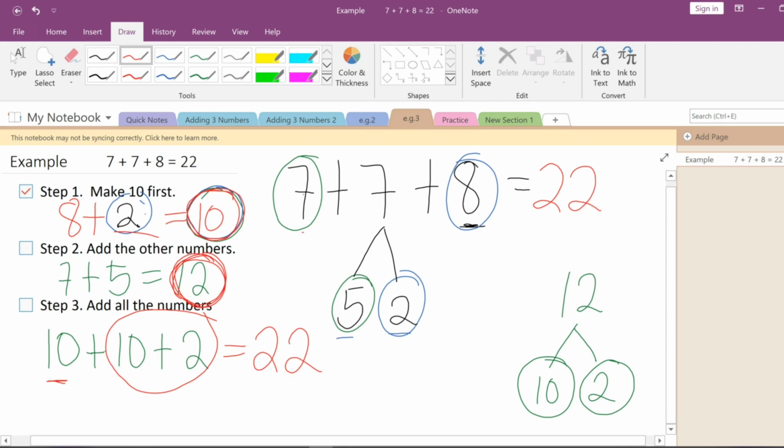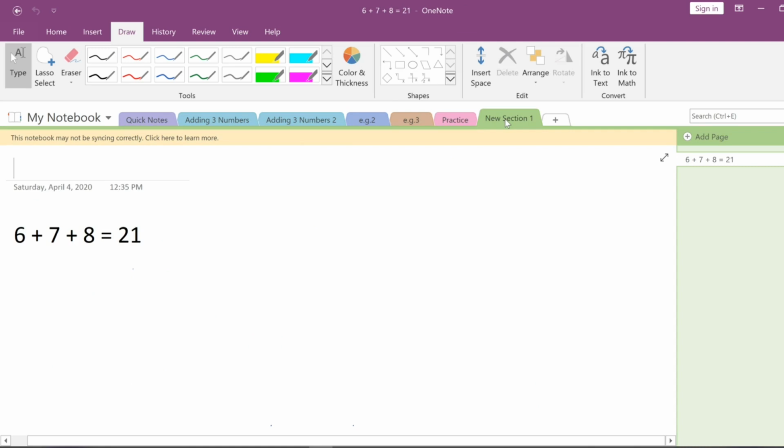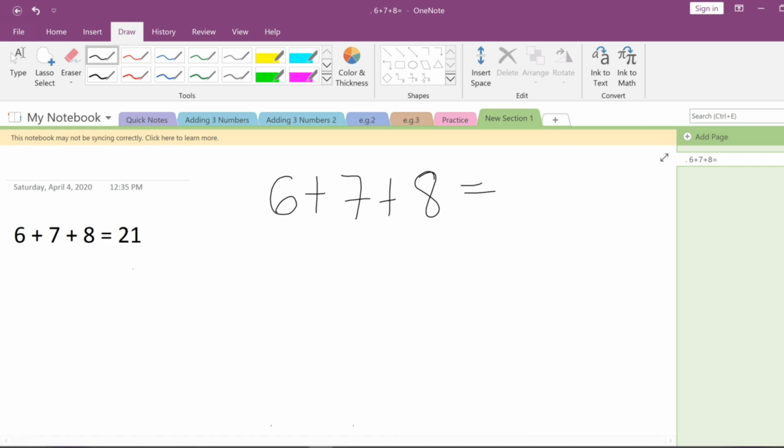Can you follow it? Here is the last example. 6 plus 7 plus 8. Let's write the numbers. 6 plus 7 plus 8. We cannot find any number that would make 10, so we have to create one. I like to use number 8 again. This number 8 here. So 8 plus what number is equal to 10? I think I need 2 to make 10. So 8 plus 2 is equal to 10.